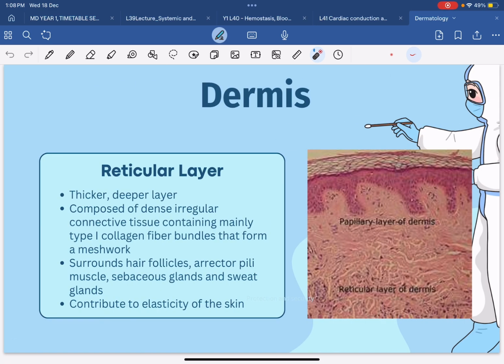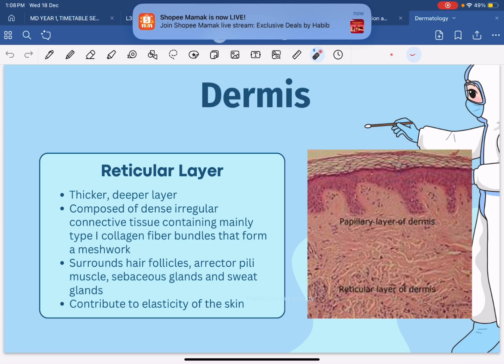The next one is the reticular layer. It is a thicker and deeper layer, and is also composed of dense, irregular connective tissue containing mainly type 1 collagen fiber bundles that form a meshwork. It also surrounds hair follicles, erector pili muscles, sebaceous glands, and sweat glands. So the collagen fiber bundles contribute to the elasticity of the skin.